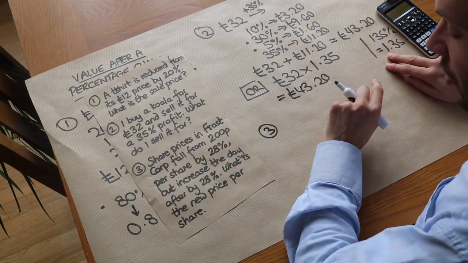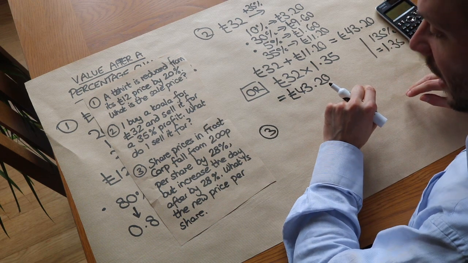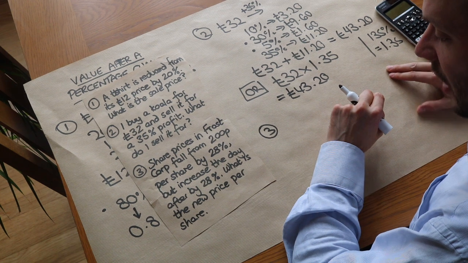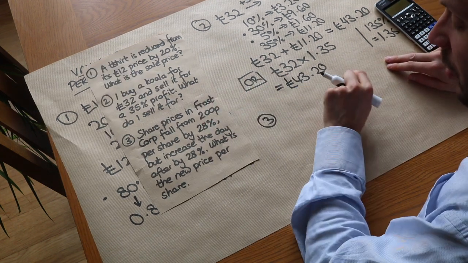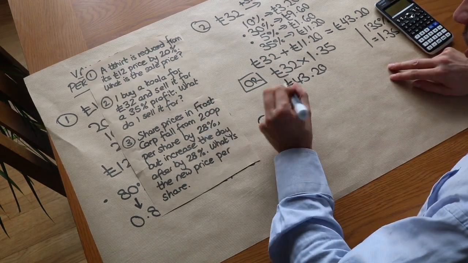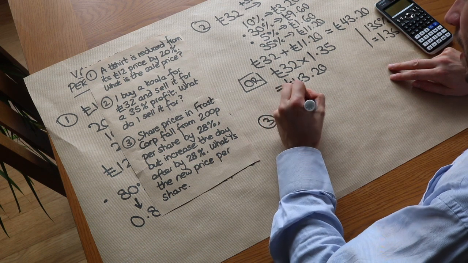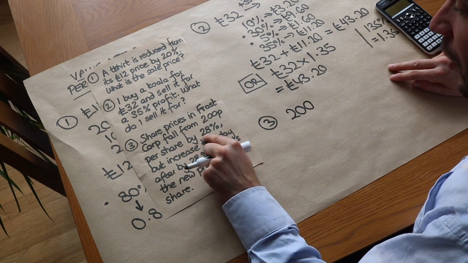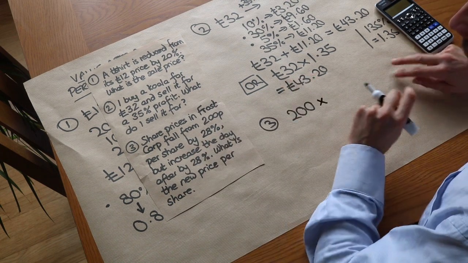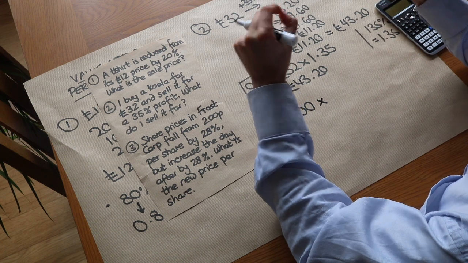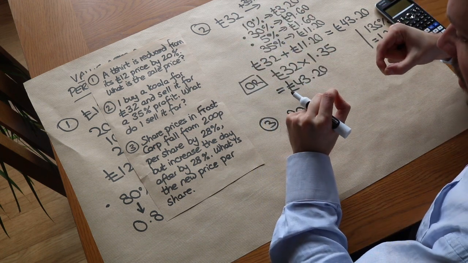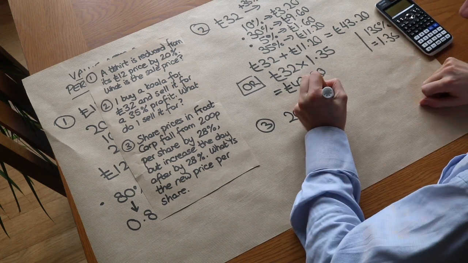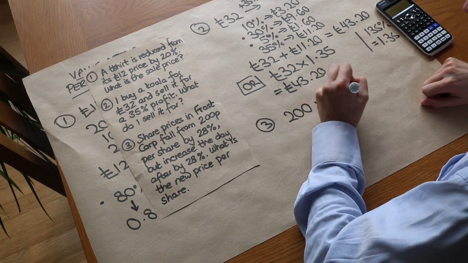Now, this very final one here: share prices in Frost Corp fall from 200p per share by 28%, but increase the day after by 28%. What is the new price per share? So we've got 200p, and we're going to do the second method for this question. It falls by 28%. So it starts at 100%, it reduces by 28%, so it's now at 72% of its value. So we times by 72% as a decimal, which is 0.72.